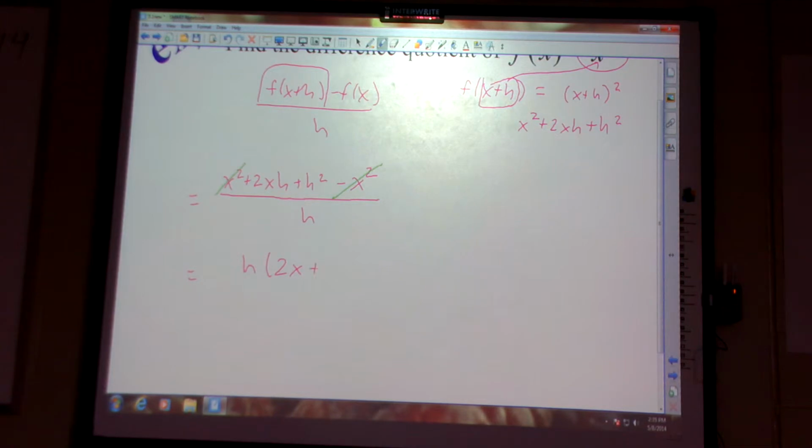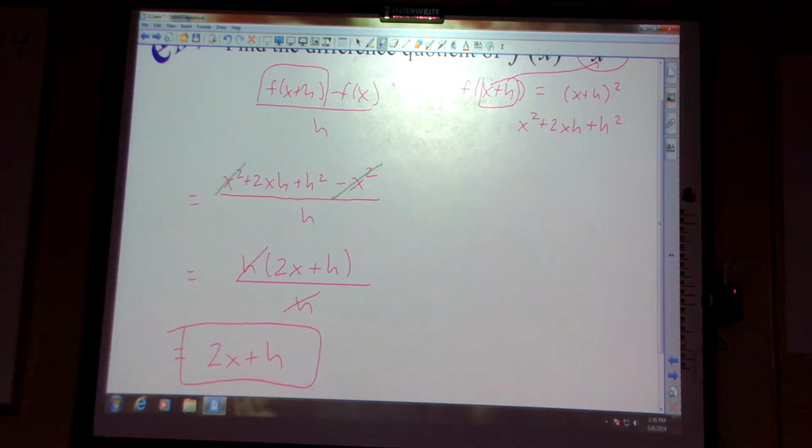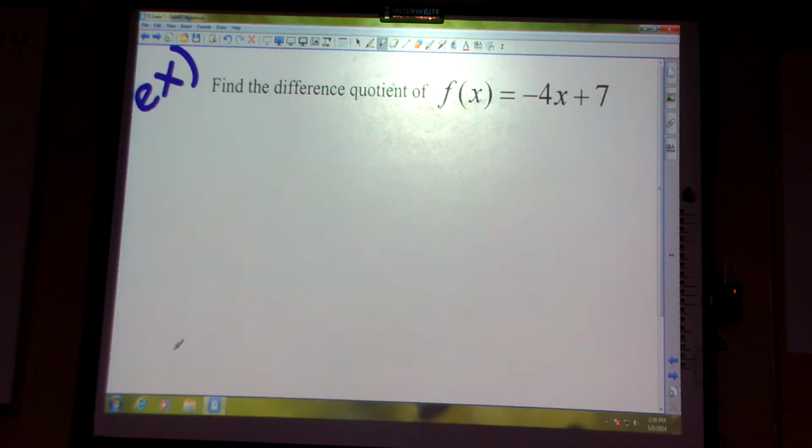Left with 2x plus h. Cancel, cancel. 2x plus h. There's my difference quotient. Voila! Let's try another one.